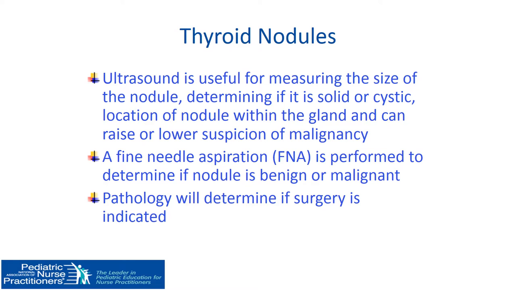If we think it's concerning, we would put a needle again in, do an FNA, suck a couple of the cells out, so one small region, and that would determine if it's benign or malignant. Pathology will determine if surgery is indicated or not. So if you have a small benign nodule, you might just want to watch it, make sure it doesn't get bigger in size. If you have a large one or if the FNA shows something concerning for malignancy, we would move forward.